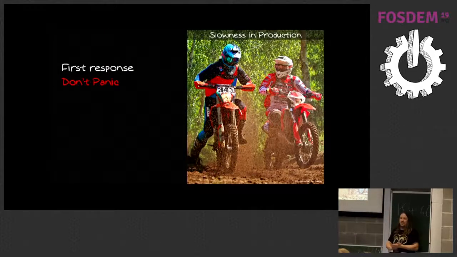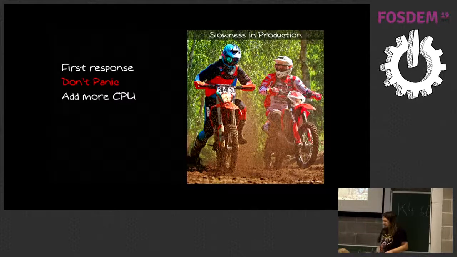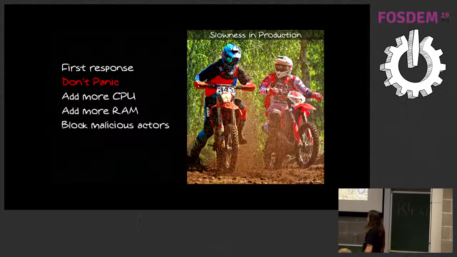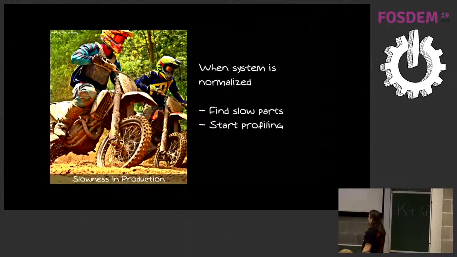So the first thing you have to do is don't panic if your site goes down. Just relax. It's not going to get any better if you're panicking too. So first, just throw in more CPUs if it's needed, throw in more RAM, and then see. Probably block some malicious actors, so you probably find some bad bot list and block them. And when things start to normalize, then try to find out what happened and how you're going to improve it. Then find the slow parts, start profiling, and get on with it.